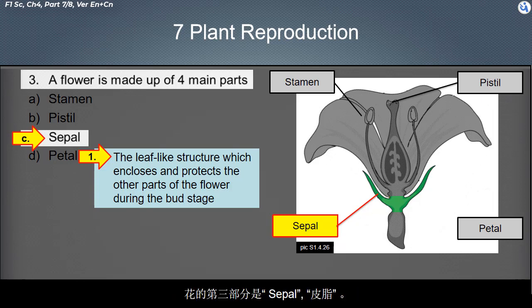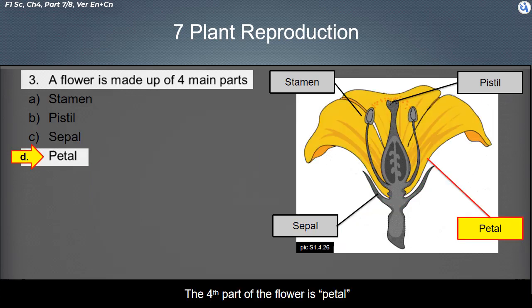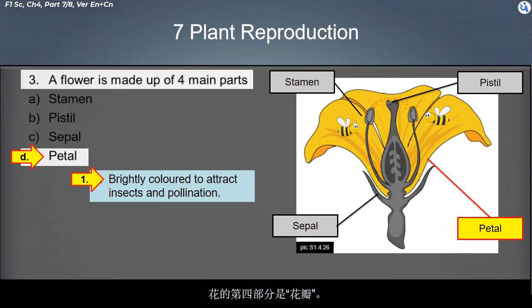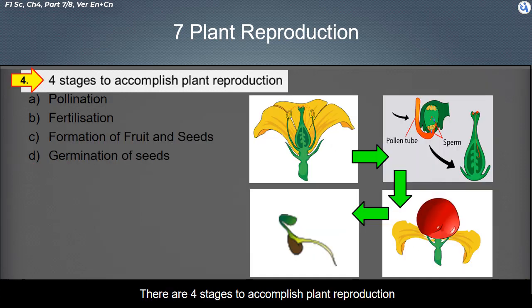The fourth part of the flower is the petal. Petal is usually brightly colored to attract insects and pollination. There are 4 stages to accomplish plant reproduction.